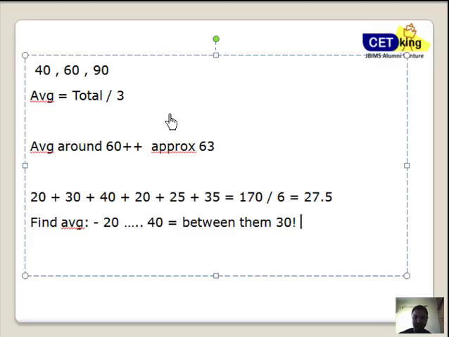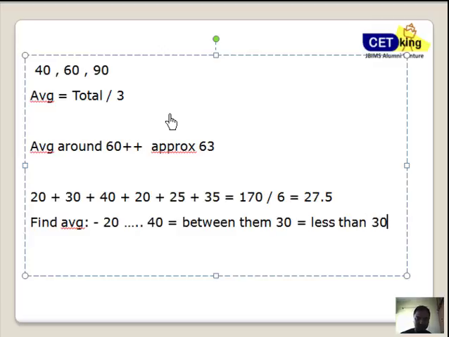Are there more terms above 30 or below 30? If I assume 32 as my average, there are 2 terms above 30, but there are 3 terms below 30. So average is more than 30 or less than 30? Less than 30. So if you look at the option, 27.5.